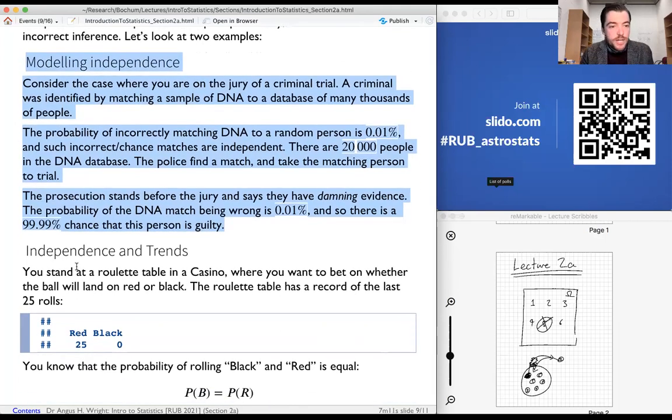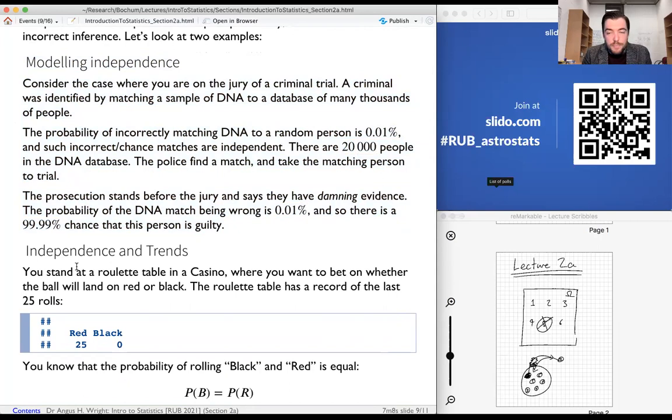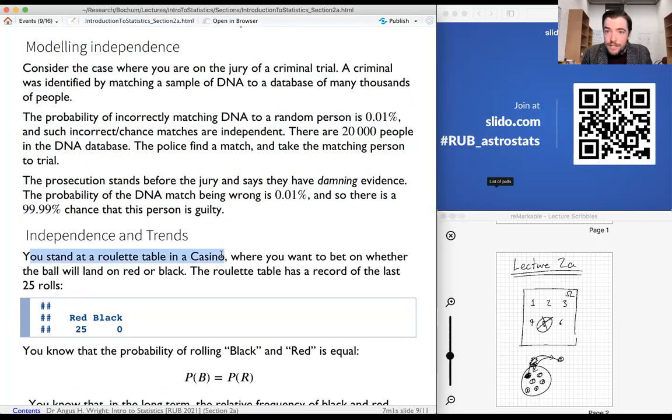Situation two is to do with independence and the way in which that has influence over trends of data. You're standing at a roulette table at a casino. I'm guessing that everyone's familiar with what a roulette table is. It's a big circle with numbers on it and a ball that spins around the outside, and it eventually lands on a number. Now, this is a very fair casino, and in that very fair casino, there are only two possible outcomes of our roulette table. It lands on a red square or it lands on a black square.